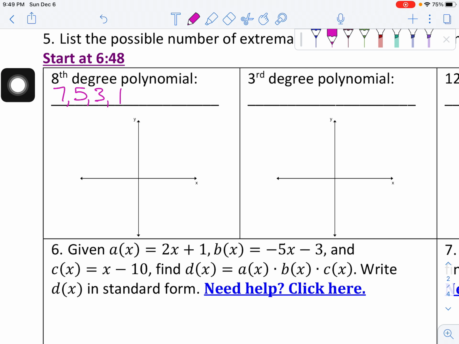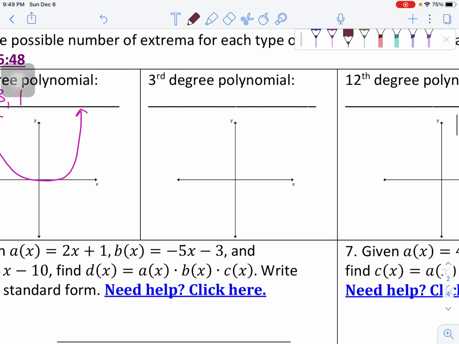So an 8th degree polynomial means we're talking about an even degree, which means our end behavior has to match. And so you can make it as simple as saying, you know what, I'm just going to do x to the 8th and make it look like that. That is absolutely a possible way that graph could look. You could also start going through and crossing the x-axis up to 8 x-intercepts, okay?